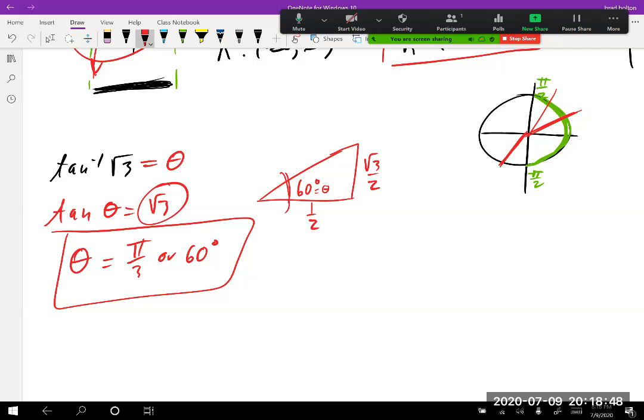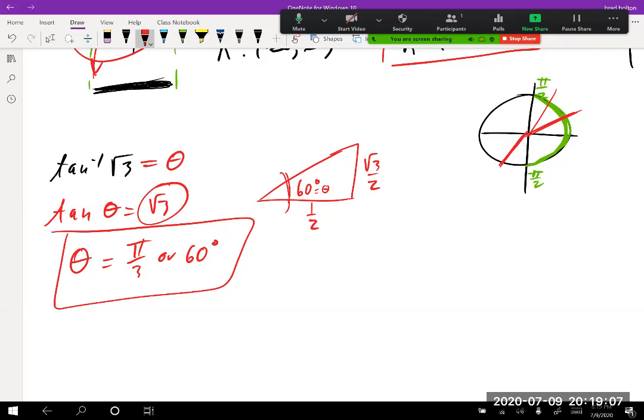Let's see if I have anything else in there. Let me just double check, make sure I covered everything I wanted to. Yeah, I think that'll be it for that one.